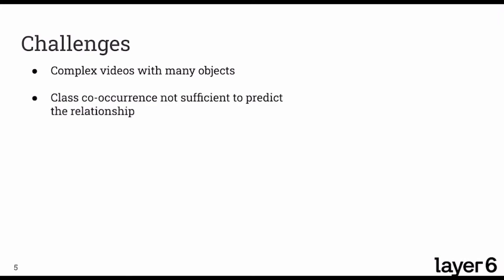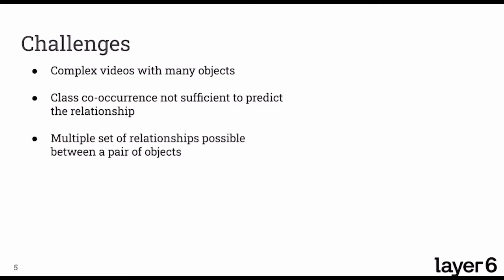Compared to other scene graph generation datasets, the Home Action Genome dataset has some unique challenges. Firstly, the Home Action Genome dataset contains complex videos with many objects. This in turn makes it very hard for the model to predict the relationship just by relying on class co-occurrence. In addition, there are multiple sets of relationships possible between a pair of objects, and the model needs to predict all of them correctly.